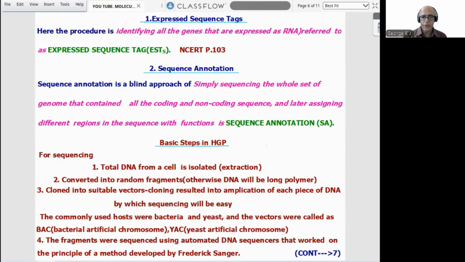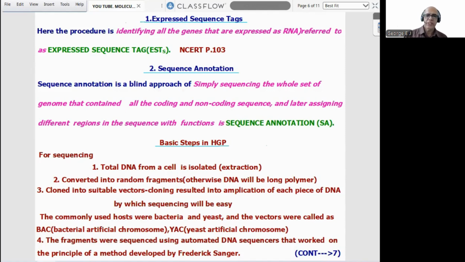Now comes sequence annotation. In sequence annotation, it is a blind approach of simply sequencing the whole set of genome that contains all the coding and non-coding sequences. All will be analyzed, but remember, later, assigning functions to different regions in the sequences is done. That is sequence annotation, SA. So expressed sequence tag covers all the genes that are expressed as RNA. Sequence annotation is simply sequencing the whole genome, and finally only what is required will be taken. I think EST is clear. It is a theory question, a NEET exam question.